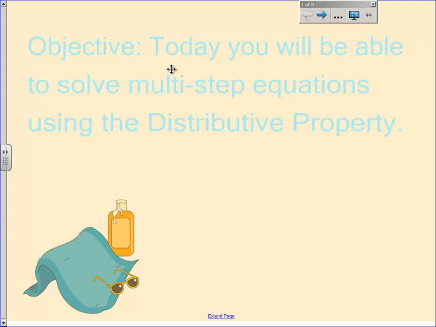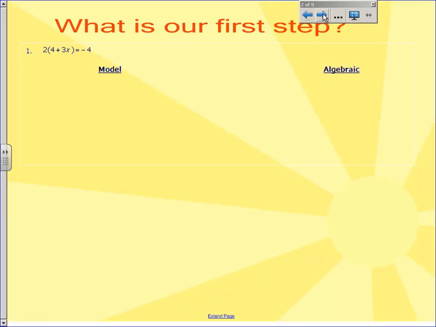So we're going to still be talking about multi-step equations today, but the multi-step equations that we do today are all going to involve the distributive property, so they will have parentheses in them. So, for example, here's our first example. It's 2 times the quantity 4 plus 3x equals negative 4. You see it has parentheses, which means we'll have to do distributive property.